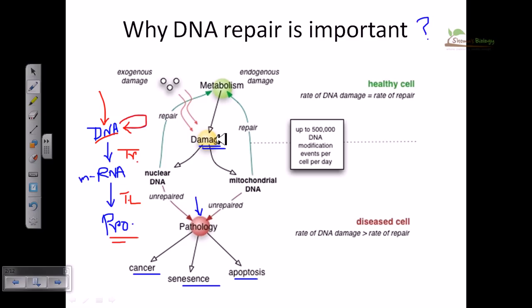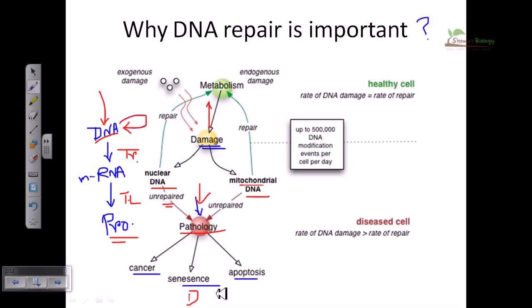Now you can see here, any damage can lead to nuclear DNA damage, or it can be mitochondrial DNA damage. Whatever type of DNA damage it is, if it is unrepaired, you can see here, in this bottom line we have the unrepaired, and in this top view we have the repair mechanisms. If it is left unrepaired, then it will lead to pathological development like cancer, senescence, apoptosis and all these things. So finally all it means is death.